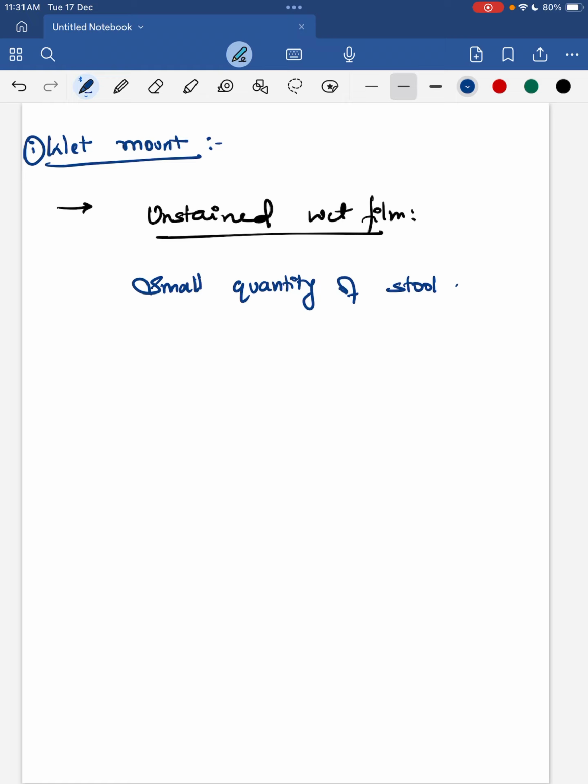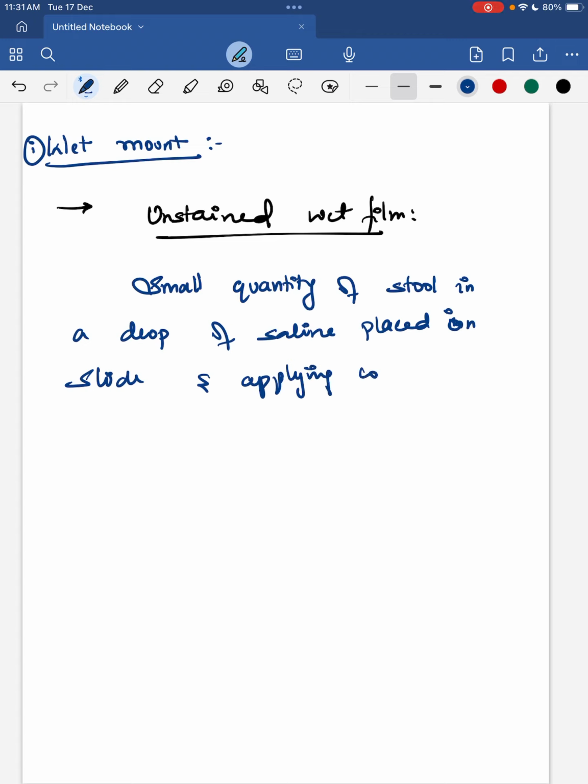A small quantity of stool in a drop of saline. That saline is your 0.9% saline. That is placed on the slide, and you apply a cover slip. Then you will examine this under the low power microscope. Low power is your 10x.